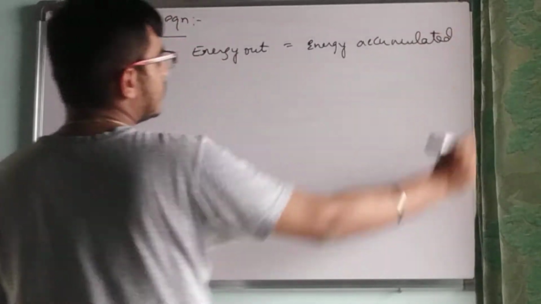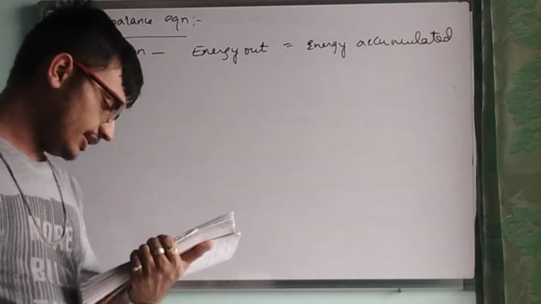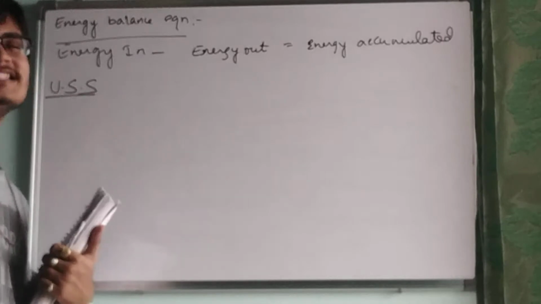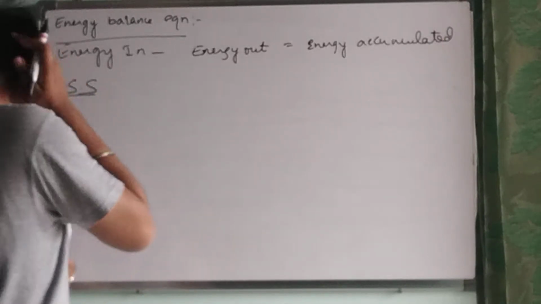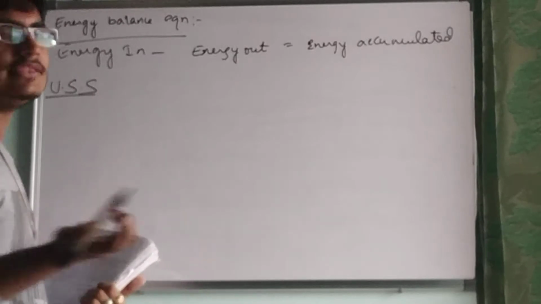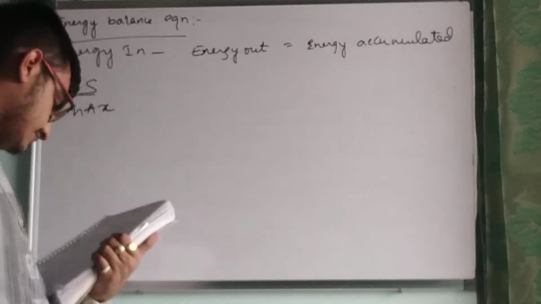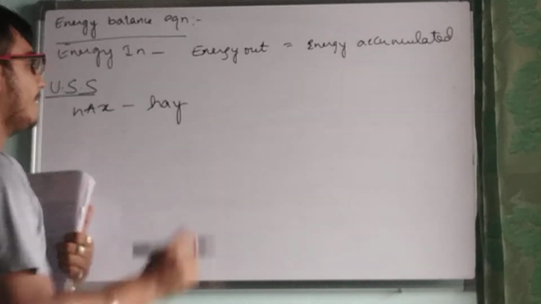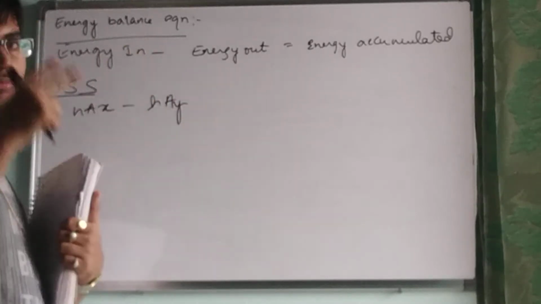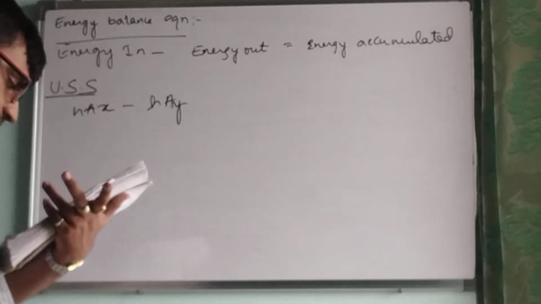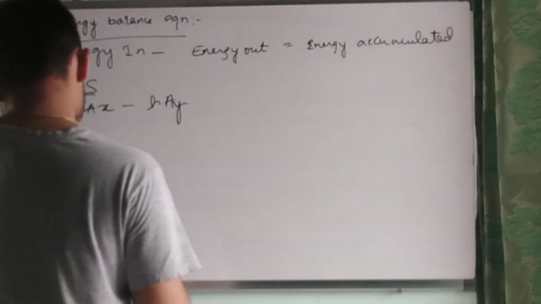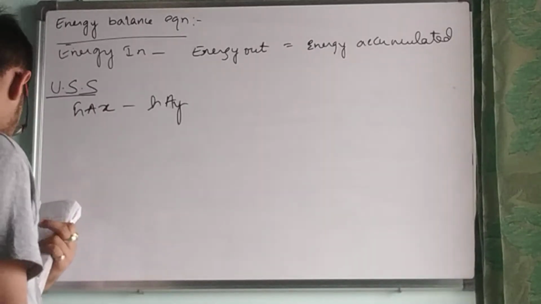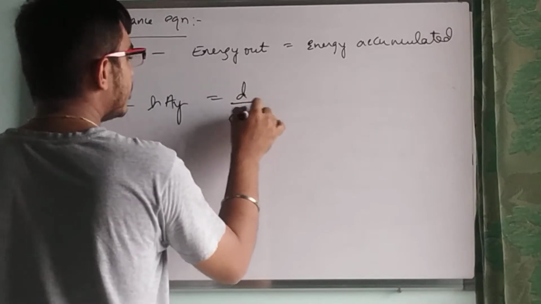This is your energy balance equation. At unsteady state, what is the energy inlet? It is enthalpy, hA(Tx minus Ty), where A is the area of the film, the area of the thermometer bulb, and h is the film heat transfer coefficient, is equal to d by dt of. What is accumulated?